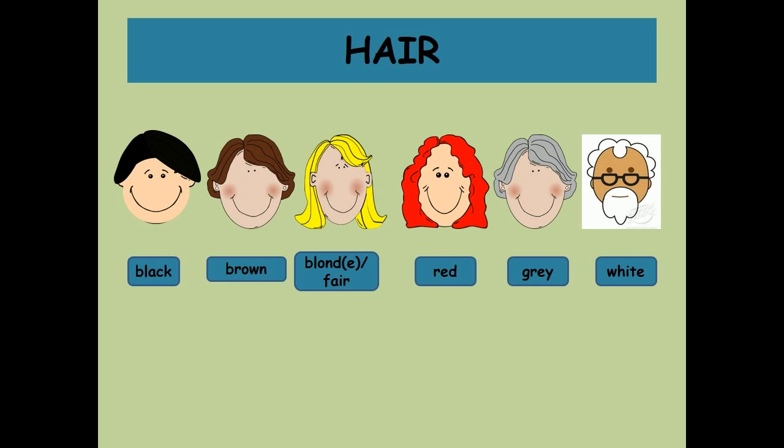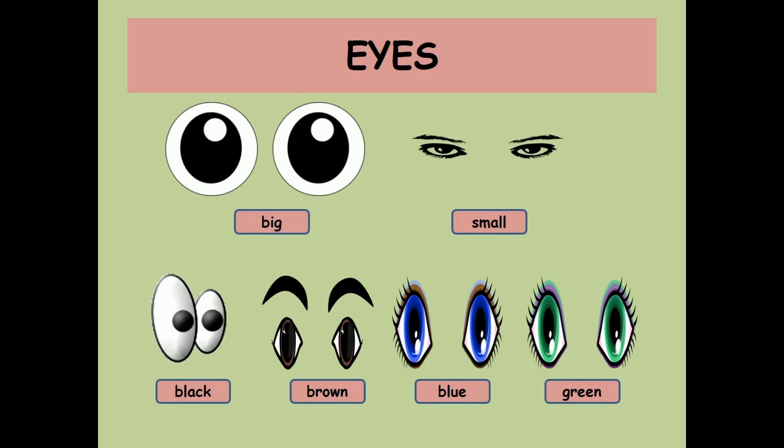And, continuing with the hair, now let's talk about its color. It can be black, brown, blonde or fair, red, grey, or white. Let's learn now about the eyes. They can be big, small, or they can be black, brown, blue, or green, blonde or fair, red, grey, or white.